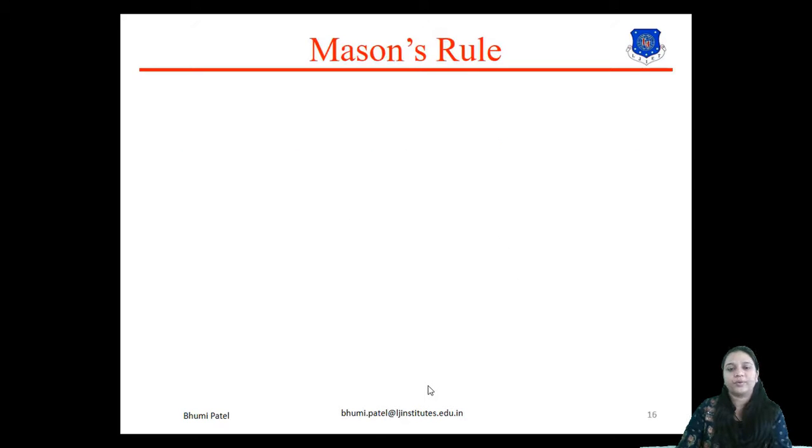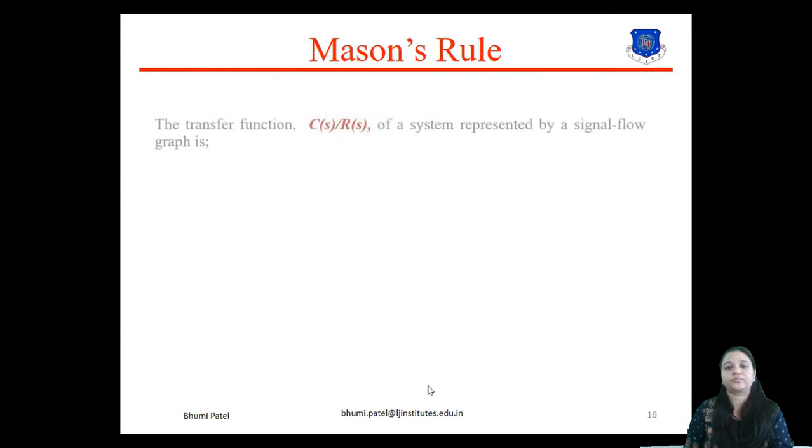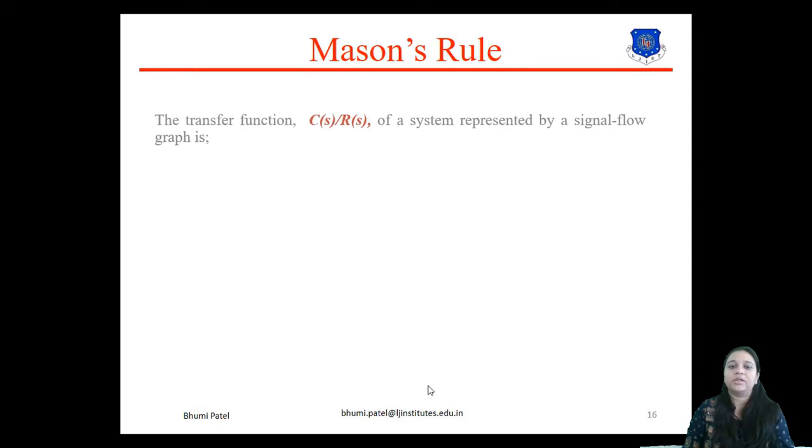Now the next topic is Mason's gain formula, to solve signal flow diagram examples. So what is Mason's gain formula? First of all, we can find the transfer function, which is nothing but the output C of S upon the input R of S of the system represented by a signal flow graph. The equation is equal to summation of i equal to 1 to n, Pi delta i upon delta.